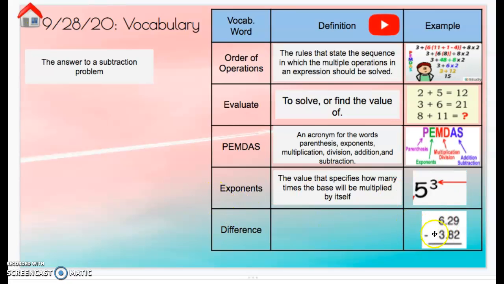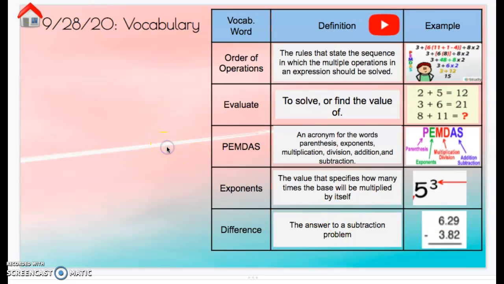How about the difference? We have some kind of subtraction problem here. So the definition, the answer to a subtraction problem. Bingo, bingo, winner, winner, chicken dinner. And we have completed our vocabulary.